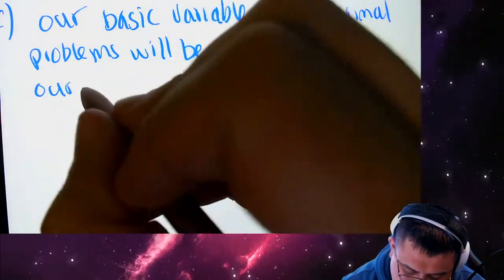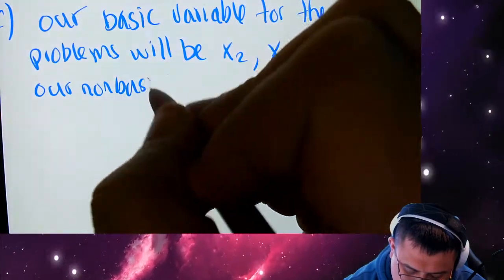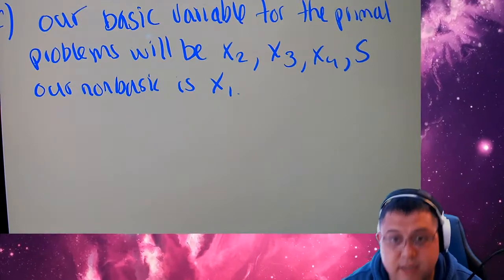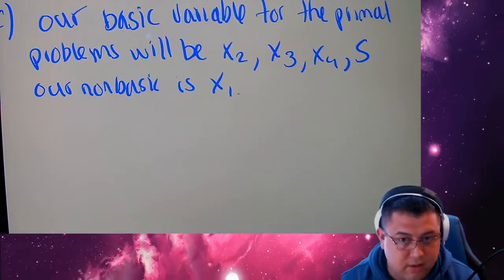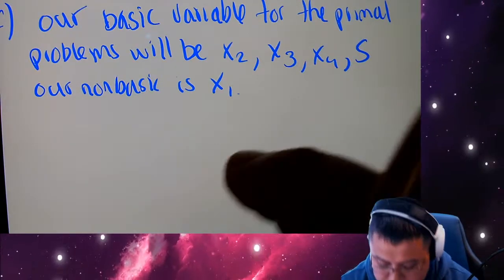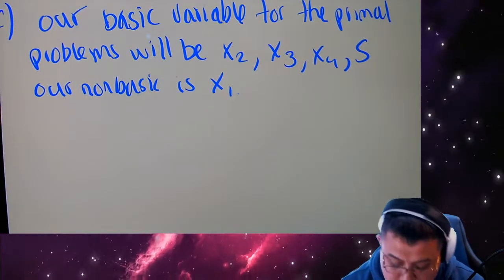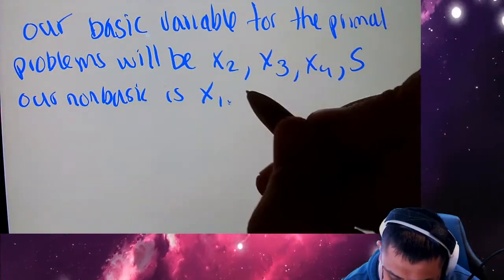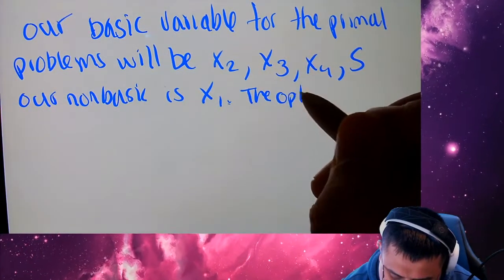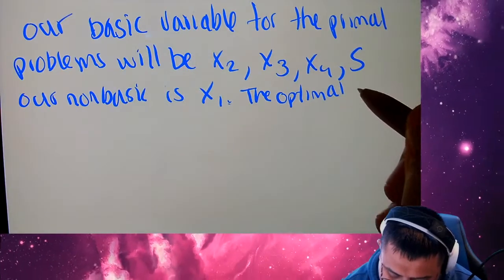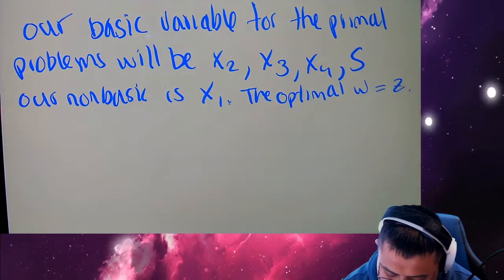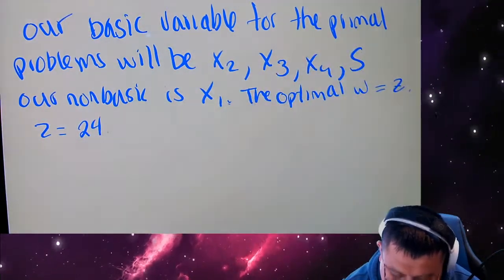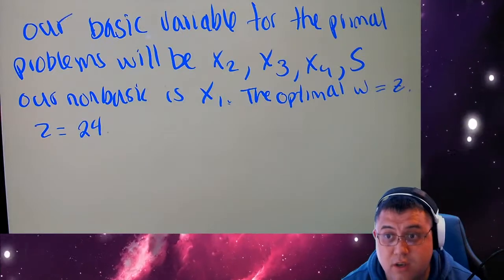Our non-basic is x1, because if it's x1, y1 sort of thing, right? Like complementary, that is our non-basic. So x1 is 0. So now that we have that, what we can do is take the optimal w equaling z. So we make z equal 24, I believe. Make z equal 24.